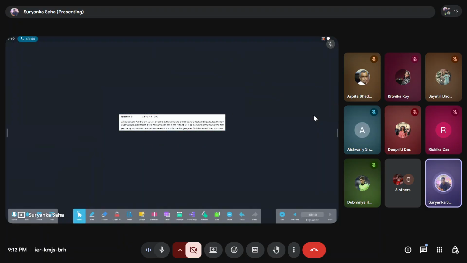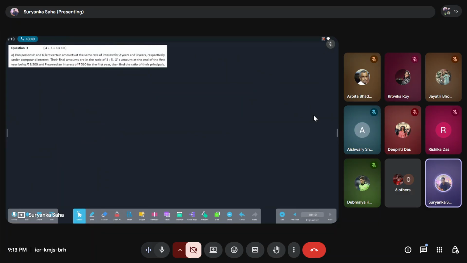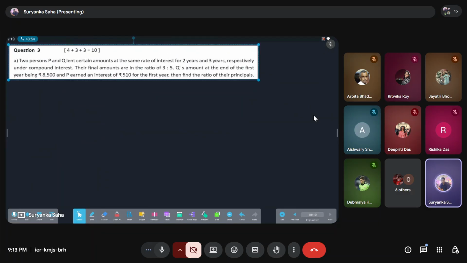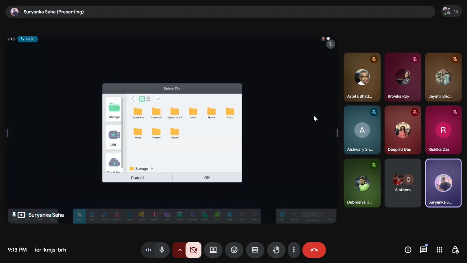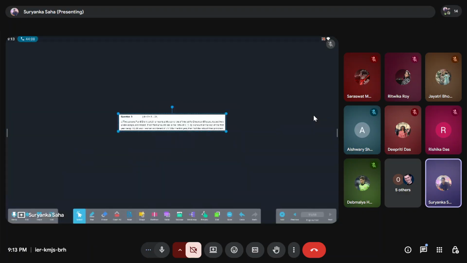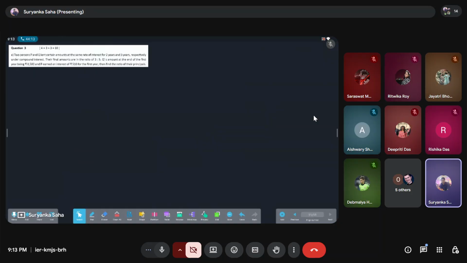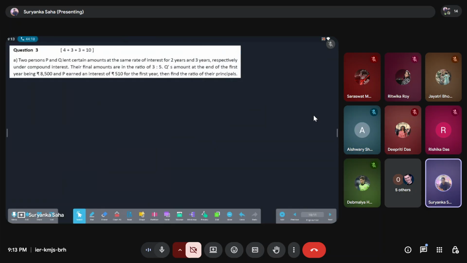Okay, this is a big problem. A big one. I don't know, many of you might not have attempted it, but it is very interesting at the same time. Let me import the next page as well. I need this, 3A. Chalo, let me go to the first page.